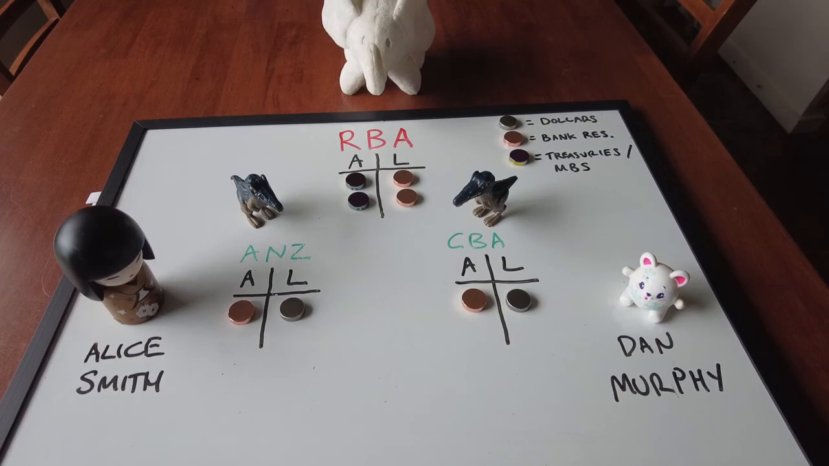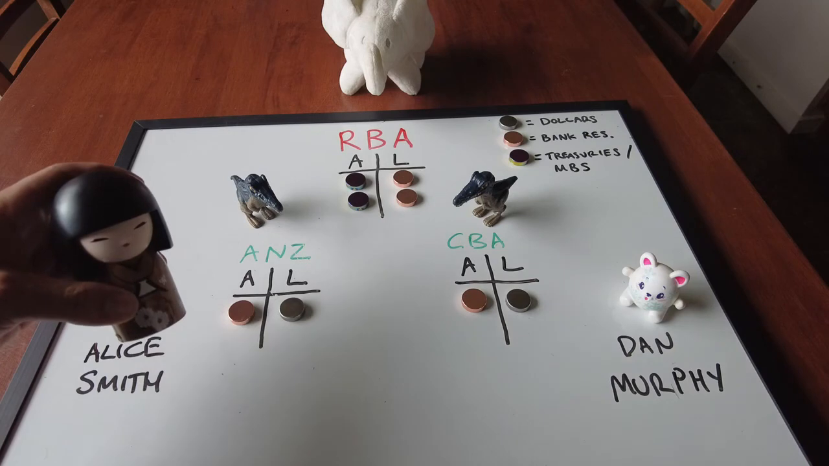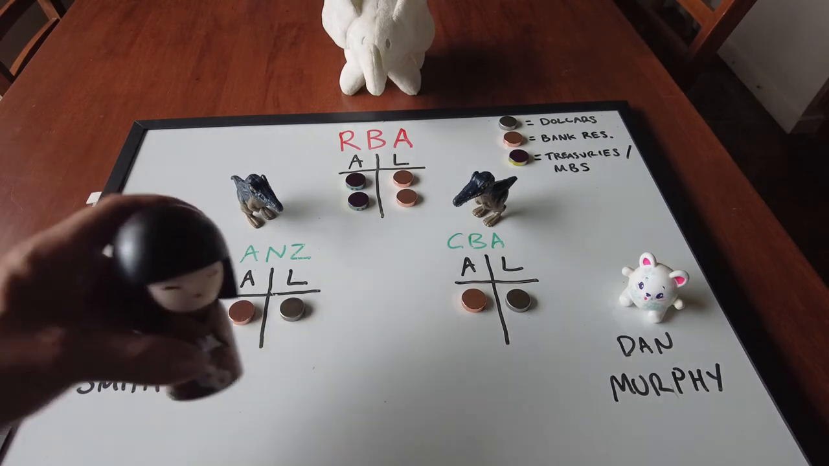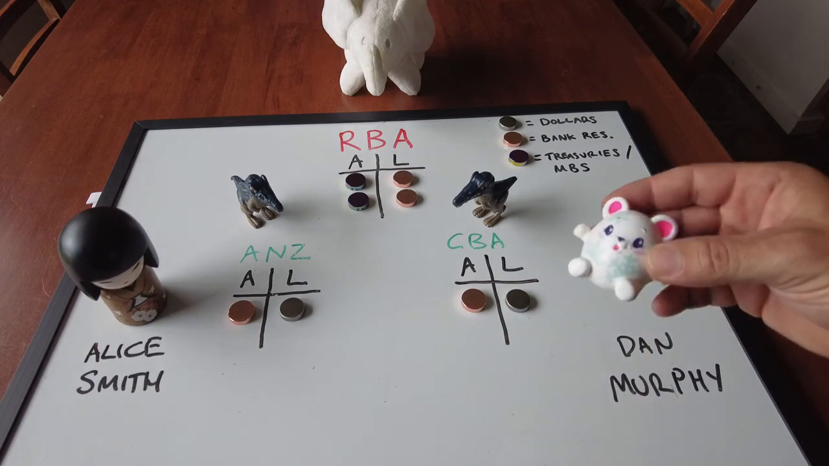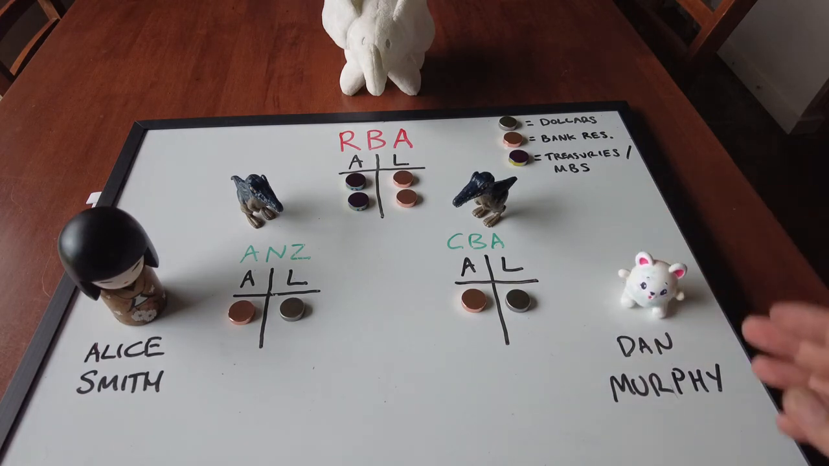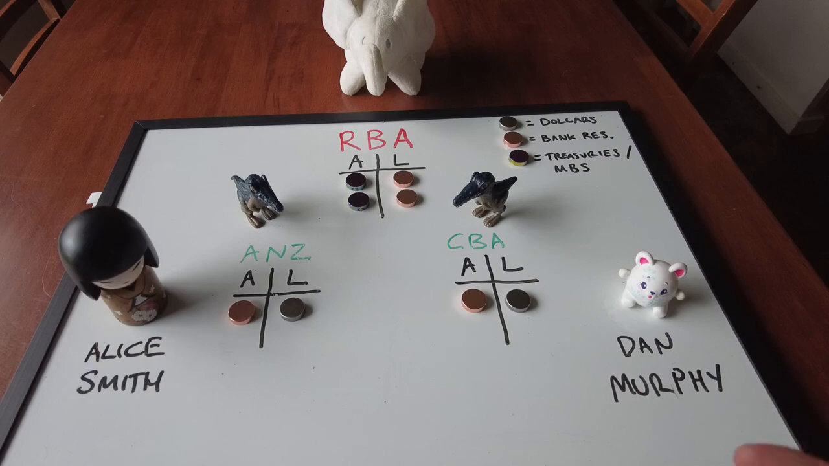What happens when this woman, Alice Smith, goes over to Dan Murphy over here and purchases something from Dan Murphy? What happens to her dollars when they go through the banking system? This is the basics, but some of the things you learn might surprise you.